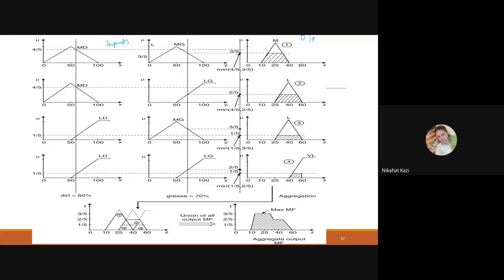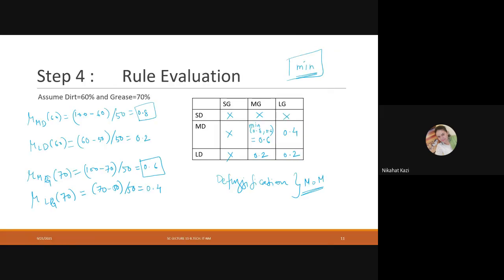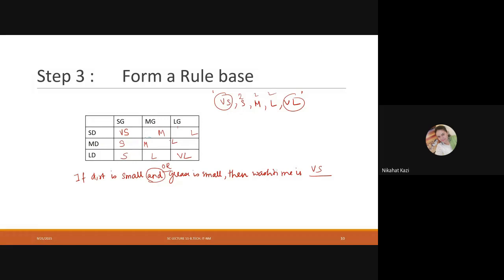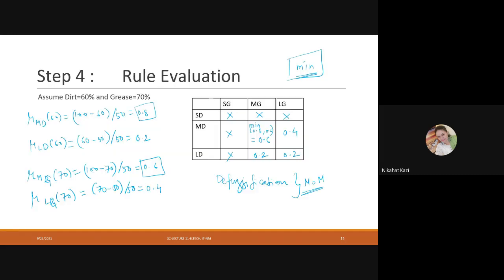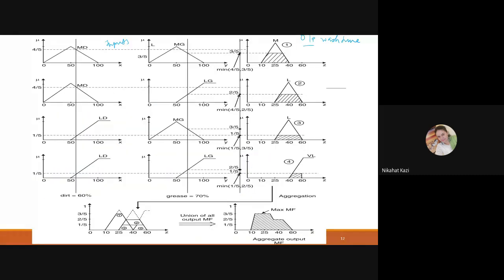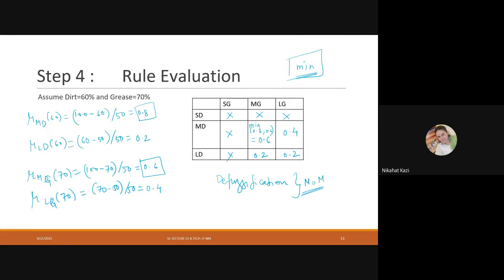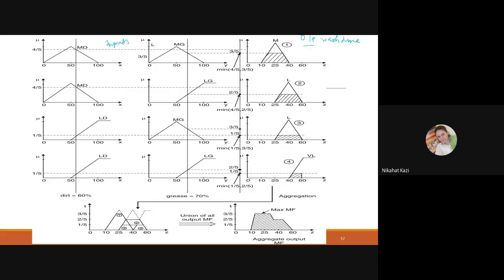Why this medium? This is the output, that is wash time. Why are you using medium? Because in that particular block of the rule base, wash time is medium. So that 0.6 that we have got corresponds to the output, that is the wash time. Similarly, the wash times were medium for those cells, then long, long and very long. These were the wash times which were there. So that is what is given graphically.